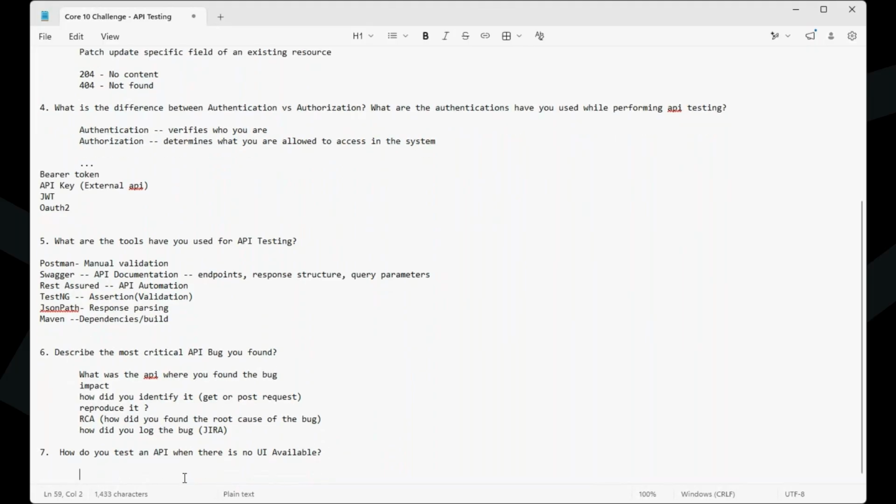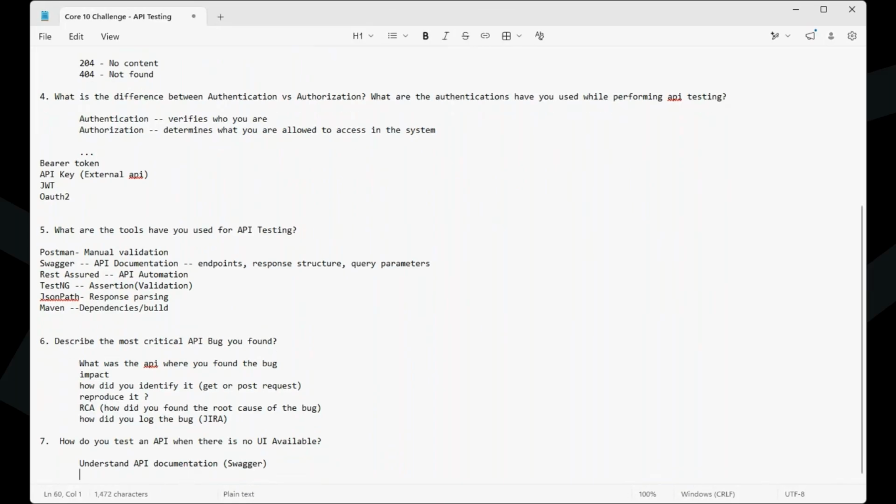So what are the things available to us at that point? There is no UI. So API documentation. We need to understand API documentation. Where do you get it? Let's say from the Swagger document. At first understand it, then analyze it.